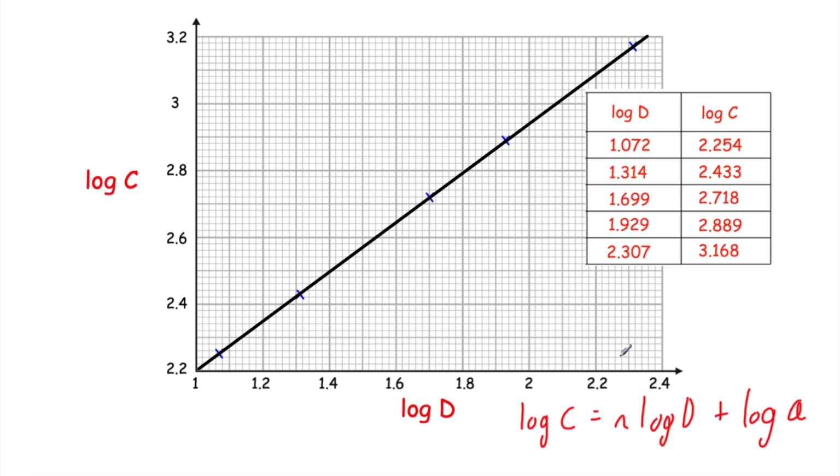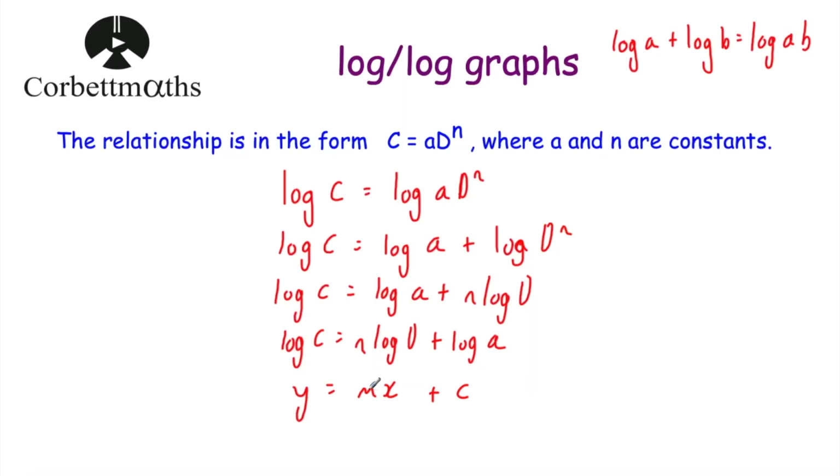Now we want to find the values of n and a. As we've seen, it's in the form y equals mx plus c, so that means the gradient will be equal to n. If we work out the gradient of the line, that's going to be equal to n. So this part n, we can find an approximation for it by working out the gradient of the line.